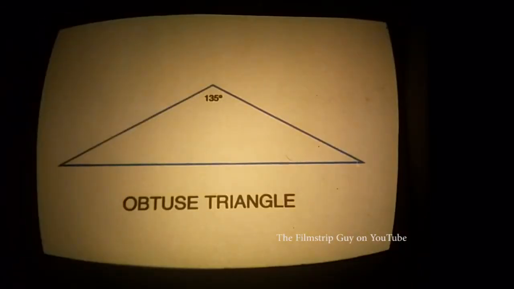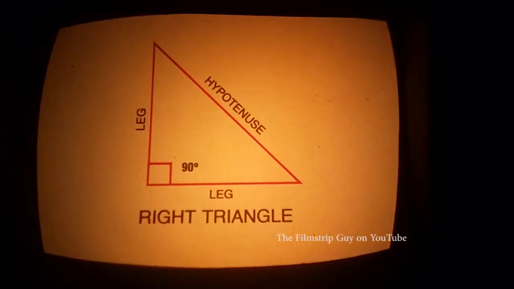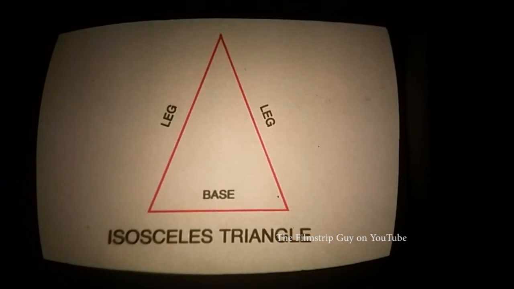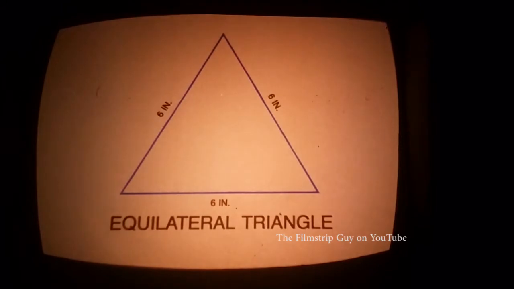A triangle with an obtuse angle is called an obtuse triangle. A triangle with a right angle, one of 90 degrees, is called a right triangle. Its longest side, which is always opposite the right angle, is called the hypotenuse. The two shorter sides are called legs. A triangle with two sides of equal length is called an isosceles triangle. The two equal sides are called legs. The third side is the base. If a triangle has all three sides equal in length, it is called an equilateral triangle.